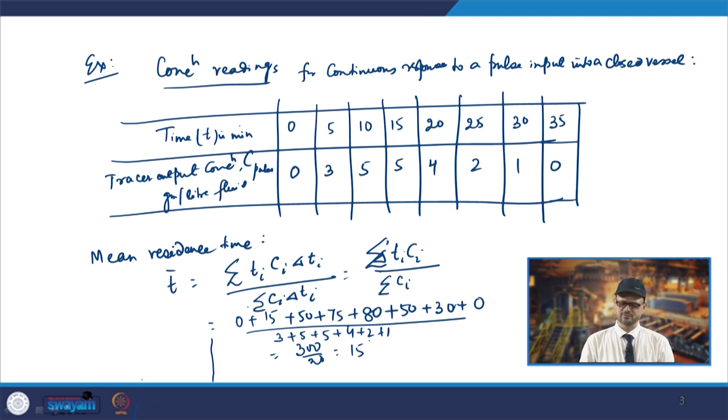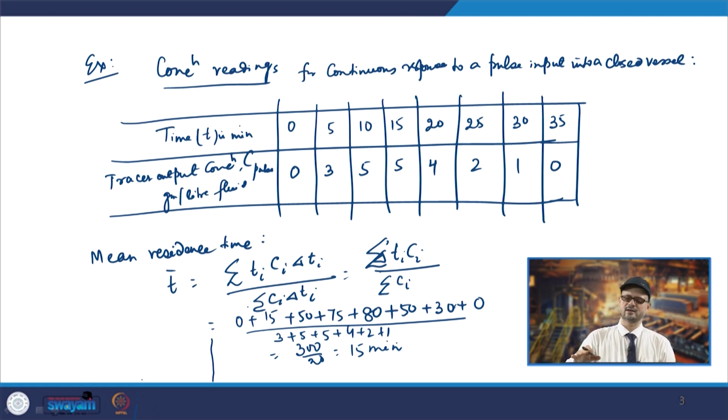So, 15 minutes is the mean residence time. That's what you are calculating. This 15-minute time is the mean residence time when you have such readings. Now, what we see in this case is that normally you can also find the variance of the residence time. The variance about the mean, the variance of the RTD curves, can be drawn in this case.